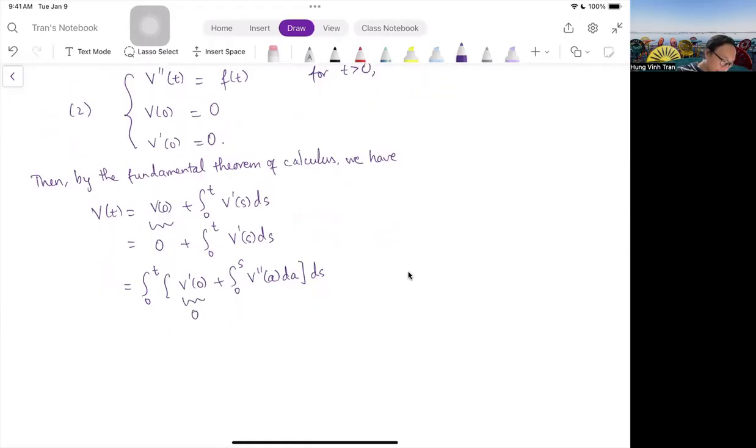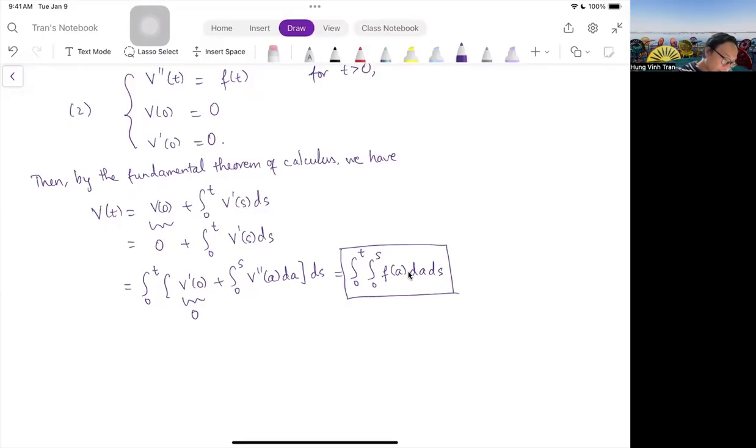So this simply equals the integral from 0 to t, integral from 0 to s, where v double prime of a is given to be f of a. So this is f of a da ds. And that's the formula. That's it, right? But we can think about this a little bit more. This is a double integral, but we know the domain of integration quite clearly.